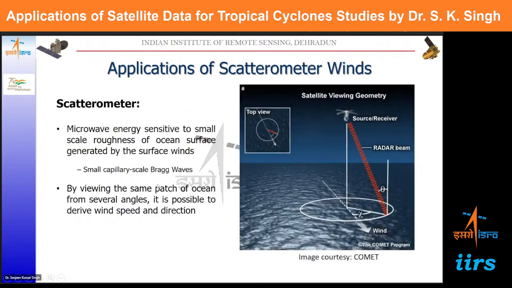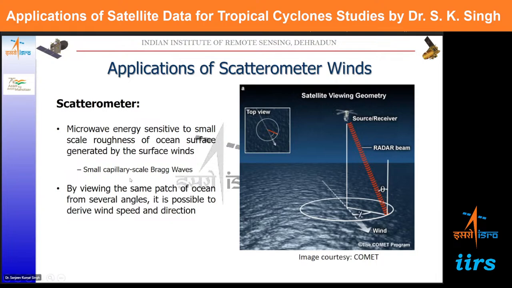So, the application of this scatterometer: how does it work? Mainly, it is an active microwave sensor. Because it is an active sensor, it sends energy to the Earth's surface and ocean surface. When the ocean surface is rough, the signal is reflected back to the sensor.